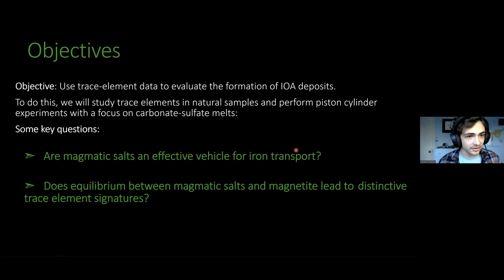Our objectives for this study are to use trace element data to evaluate the formation of IOA deposits, and we're going about this in two ways. Half the study is about natural samples, and the other half would use piston cylinder experiments. And at the end of the study, we would love to be able to answer if magmatic salts are effective at transporting iron, and is there a distinctive and measurable trace element signature between the magnetite phase and a salt phase.